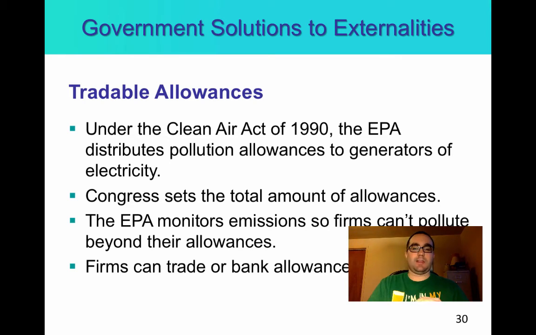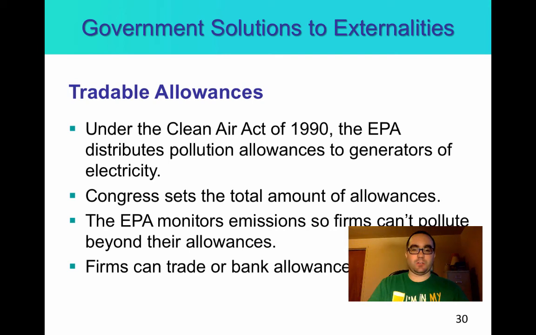So Congress sets the limit on the total amount of allowances. Basically, it says, hey, you can't do any more pollution other than this, no matter what. So now what's happening is the EPA will watch and monitor that, and they'll shut the companies down if they produce over that limit. And one key fact is that firms can trade or reserve allowances for future use.